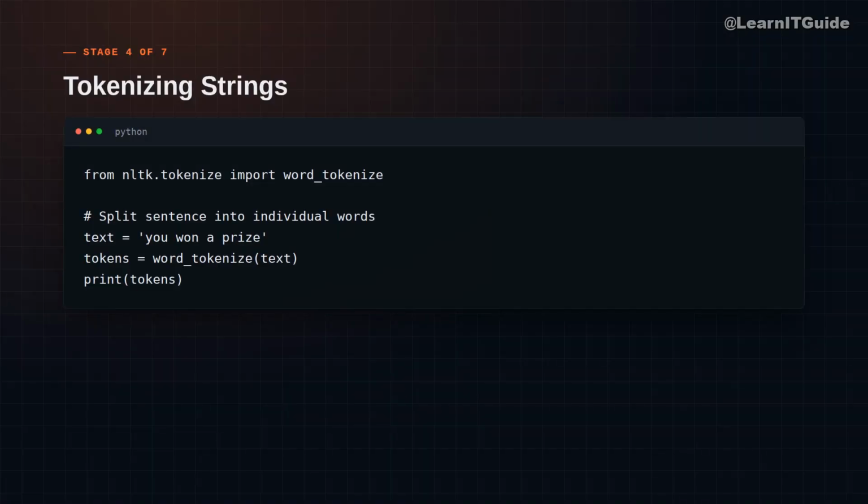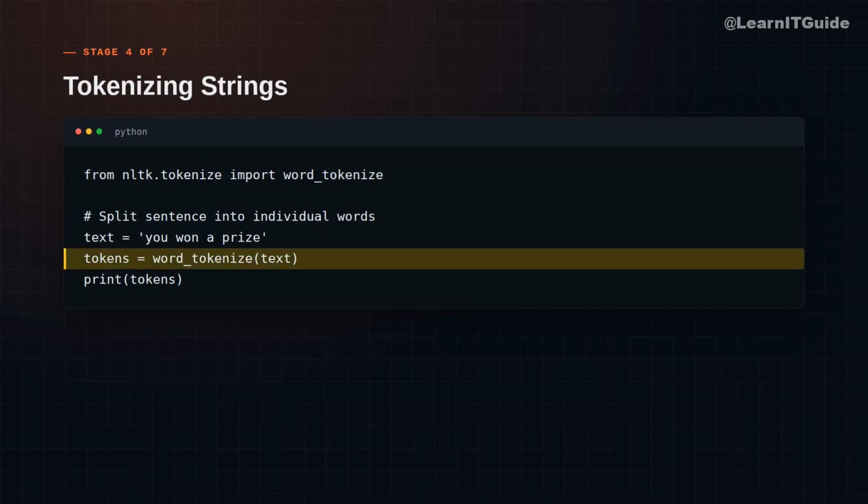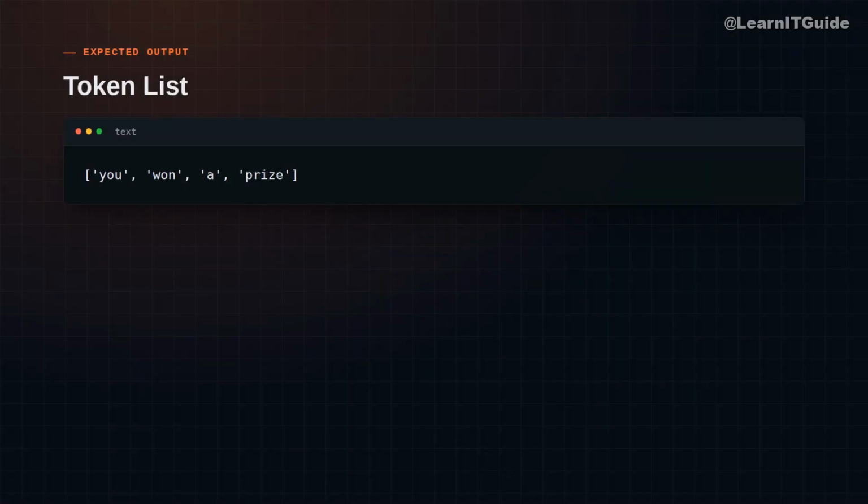Now for stage 4, tokenization. This is where you split a sentence into a list of individual words. We use the NLTK library for this. It is the industry standard for NLP tasks. Why do we do this? Because we need to process every word individually to see if it is a spammy word or a hammy word. The output is a Python list. Now each word is a separate object we can analyze. This is the foundation of our next step.